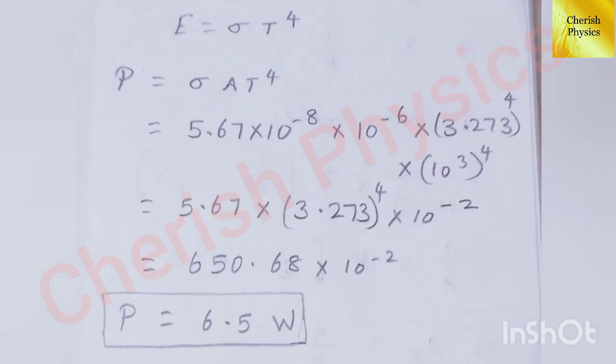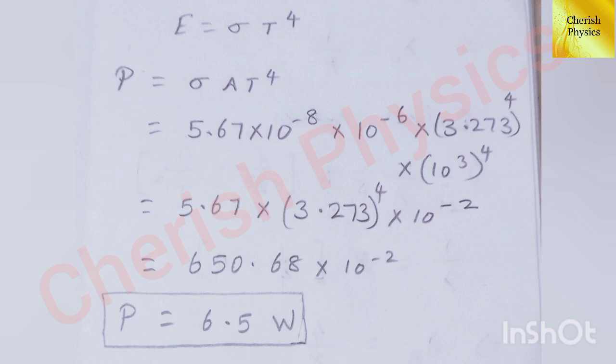According to Stefan Boltzmann law, the energy radiated per second per unit area is equal to sigma T to the power 4, where sigma is the Stefan Boltzmann constant and its value is 5.67 into 10 to the power minus 8. We can write the energy in terms of power as power equal to energy divided by time.